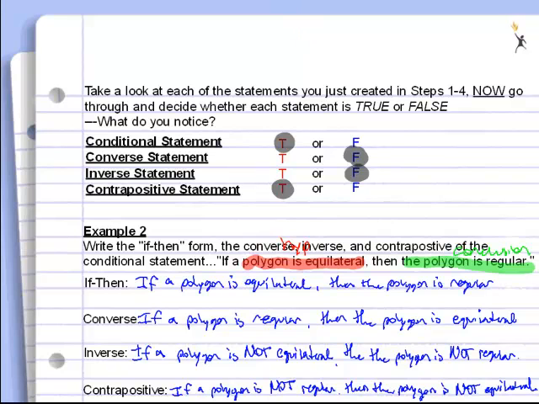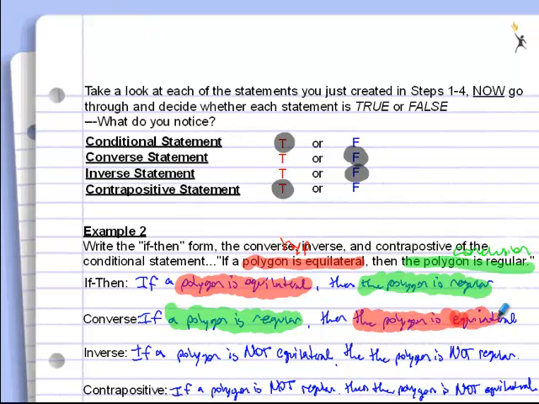Let's go through and identify the hypothesis and conclusion. This statement is already written in an if-then form. So I can just copy it into my if-then. The hypothesis stays the same. A polygon is equilateral. The conclusion stays in the same spot. The polygon is regular. When I write the converse, I'm going to flip those. I'm going to get if, whatever the conclusion was, then the hypothesis. And so my converse statement reads, if a polygon is regular, then the polygon is equilateral. See how I just flipped the hypothesis and conclusion?